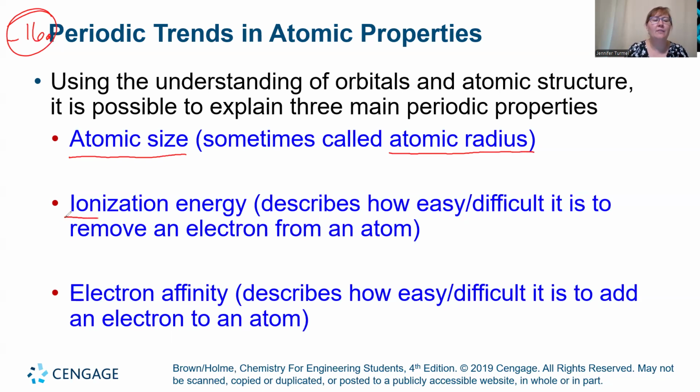Okay. The next thing that we have is ionization energy. And this describes how easy or difficult it is to remove an electron from an atom. And then here we have electron affinity. And this describes how easy or difficult it is to add an electron to an atom. So electron affinity, bringing atoms to us, ionization energy, losing electrons.